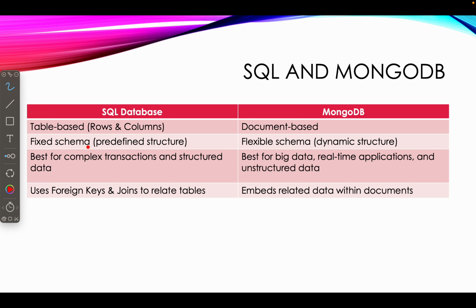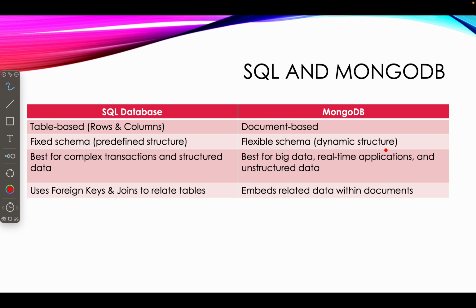But for MongoDB, there is no need for a fixed schema. You can add a key in some documents, you can omit a key, you can add a new key. It can be a nested structure or so. So it's flexible.